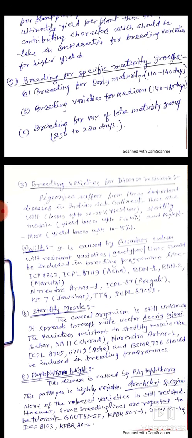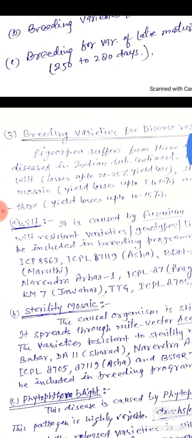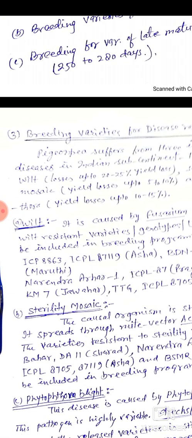Number 3. Breeding varieties for disease resistance. As we know, it is very important. Pigeonpea suffers from three important diseases in the Indian subcontinent. These are wilt, which causes yield losses up to 20 to 25%; sterility mosaic, which causes yield loss up to 5 to 10%; and phytophthora, which causes yield losses up to 10 to 15%.